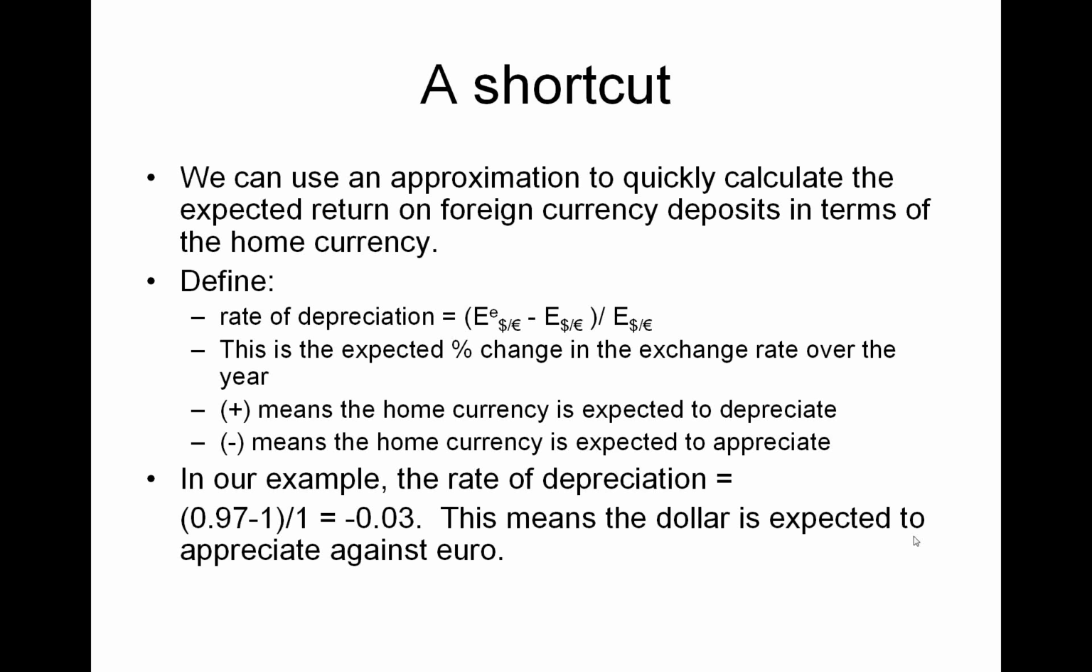In our example, the rate of depreciation is 0.97 minus 1, and this quantity divided by 1, and this equals negative 0.03. Since this is negative, this means that the dollar is expected to appreciate against the euro, which is what we said earlier.